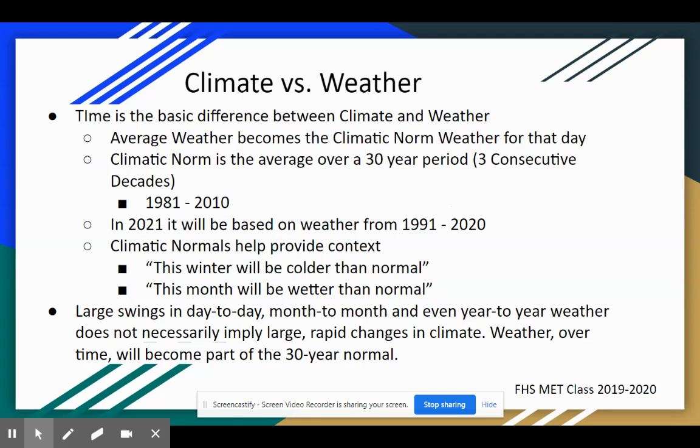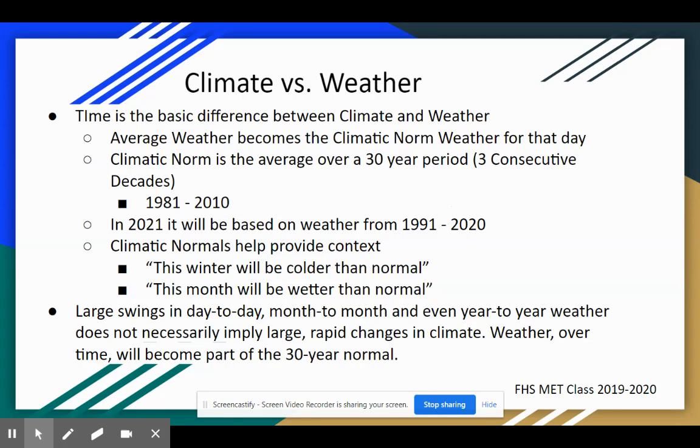Okay, so when we talk about climate and weather, time is the basic difference between those two. Weather occurs daily, weather occurs hourly, weather changes by the minute. All of that combined determines the climate. Now, the average weather, or what happens on a daily basis, becomes a climatic norm for that day.